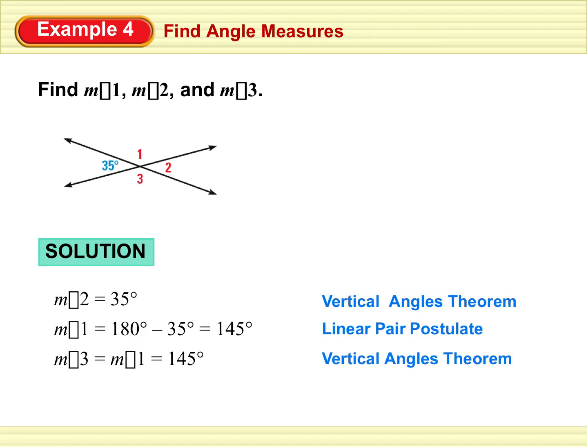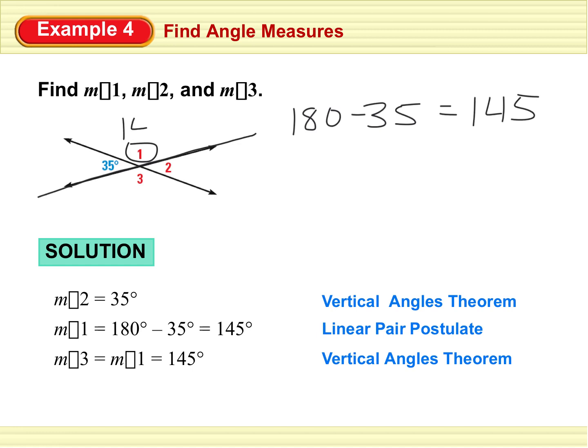So you're going to have a lot of examples like this. We want to find all three measures. So let's just start with angle 1. 35, here's our straight line. Do they lie on the same side? 35 and 1, yes. They lie on the same side, so what are they? They're a linear pair. So how do we find angle 1? 180 minus 35. What's 180 minus 35? 145. So angle 1 is 145.